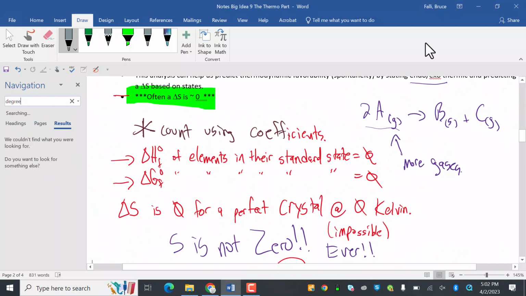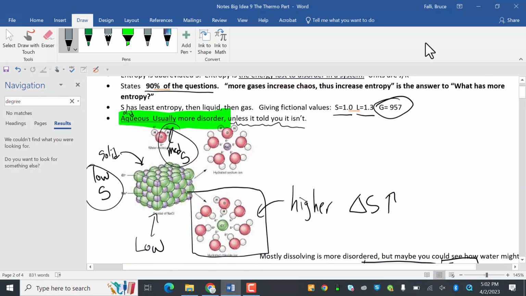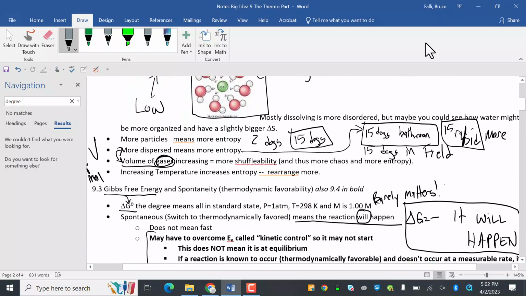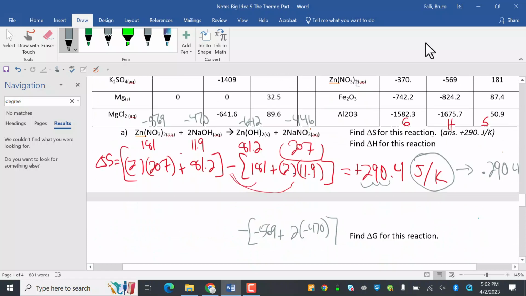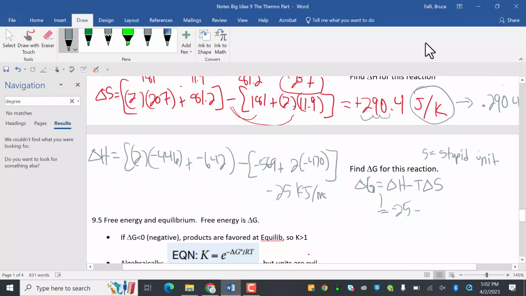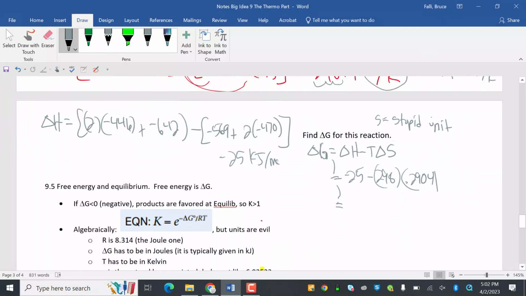I'm panicking a little bit. Oh, it's not finding it. There it is. It has to be 298 K. The weird annoying thing is that we've got 25 degrees Celsius for standard conditions, but then we have STP where it's 0.